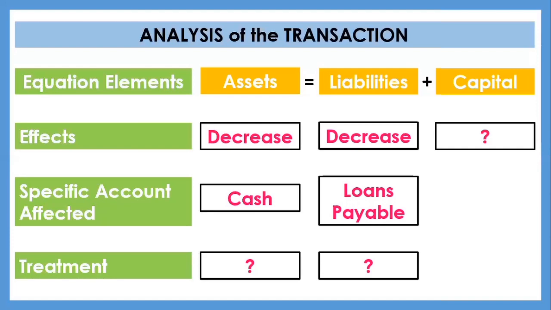So we made a payment since our loan was already due. So there will be a decrease in our liability. And again, there will be no effect on our capital. And so how do we treat our transactions then? Which account will be debited and which account will be credited? Now, in order for us to better answer this question, we need to go back to the basic rule.